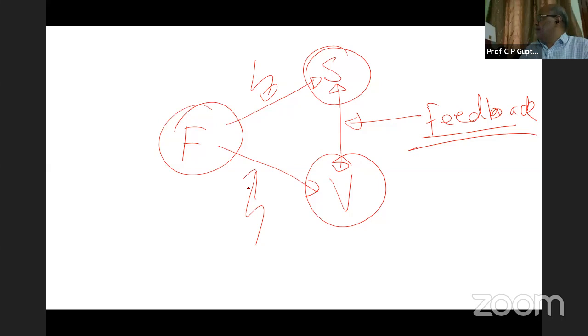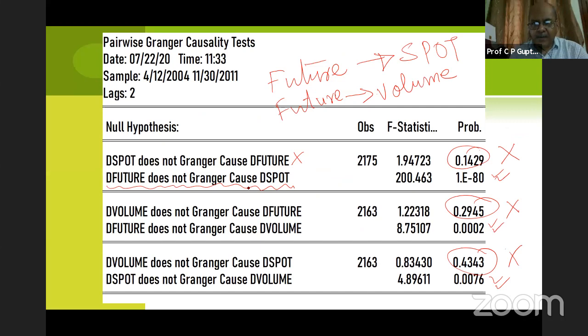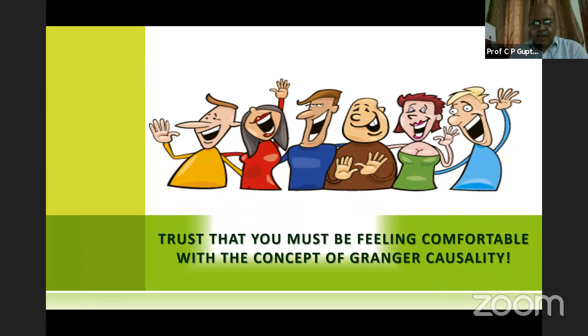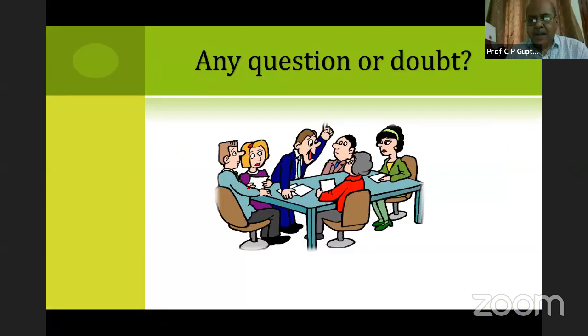Friends, I hope this is clear to you. If you have any question, you can ask me. So friends, trust that you must be feeling comfortable with the concept of Granger causality. If you have any doubt, any question, let me know about it.